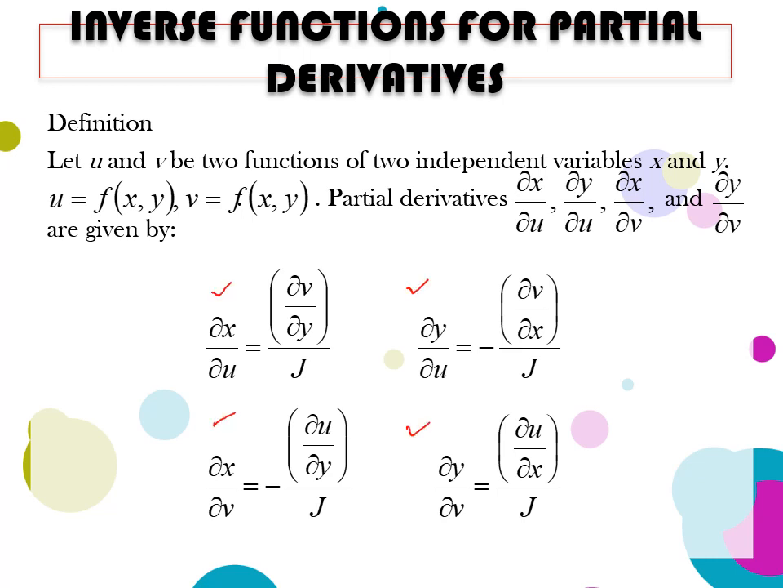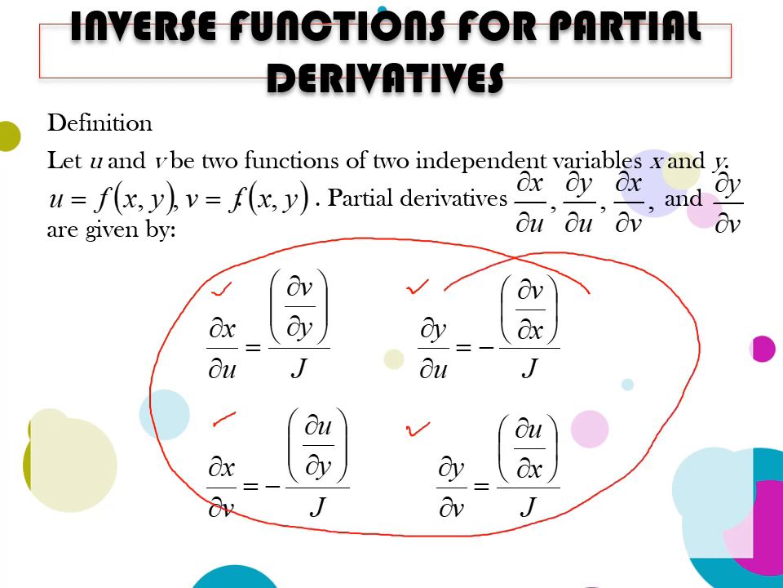To find del x del u, that is equivalent to del v del y over the Jacobian. To find del y over del u is equivalent to negative of del v del x over the Jacobian, and so on. Even though you can refer to the formula in your exam, I still want to explain how you generate this formula.